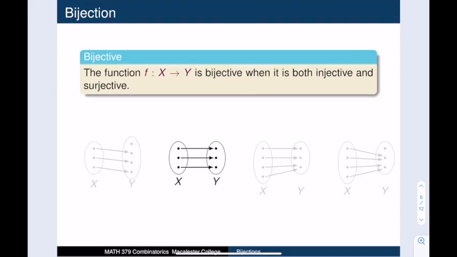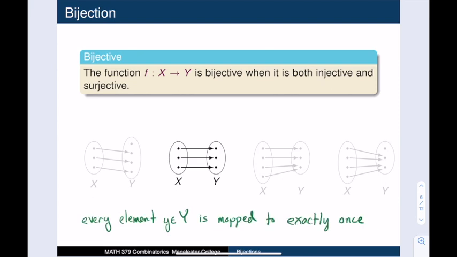This brings us to the term bijective. A function is bijective when it is both injective and surjective. More fundamentally, a function f from a set x to a set y is bijective when every element in the set y is mapped to by exactly one element in set x. As we will soon see, there is a bijection between sets x and y if and only if these two sets have the same size.